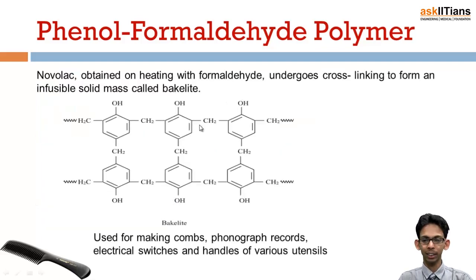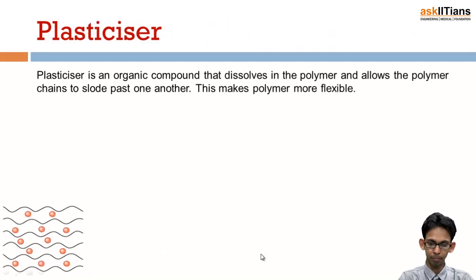And this Novolac, when it is further heated with formaldehyde, undergoes cross-linking to form an infusible solid mass, which is known as bakelite. You can see it has cross-linkage, and it is used in making combs, records, electrical switches, and handles of various instruments.